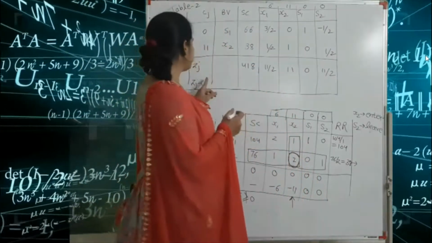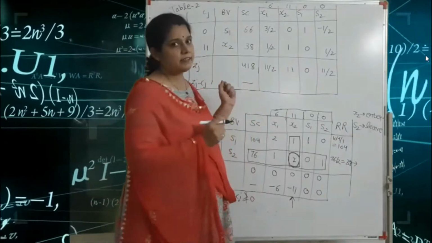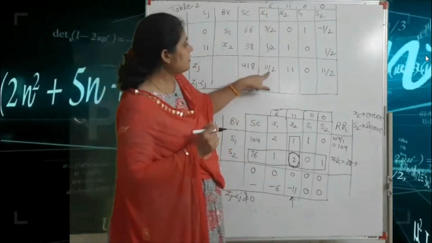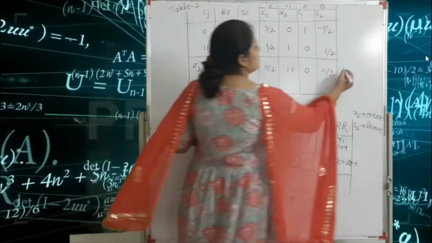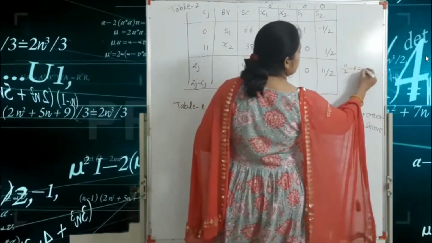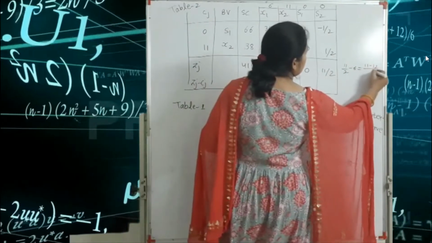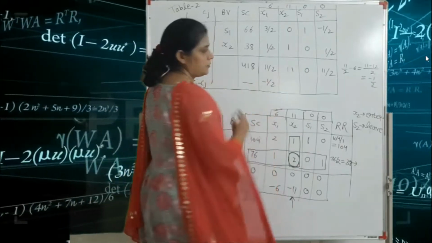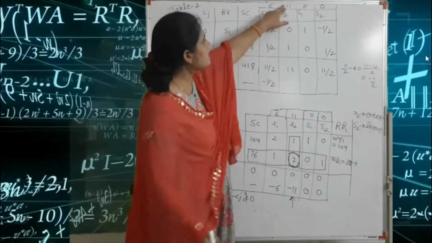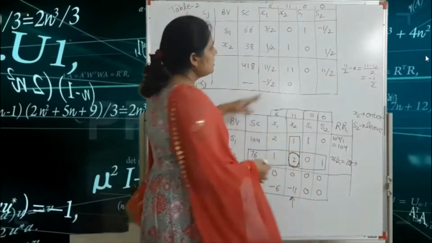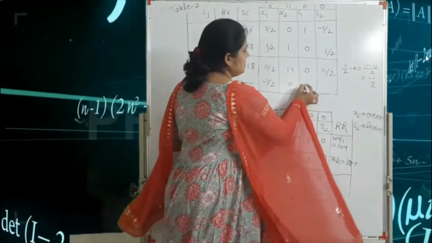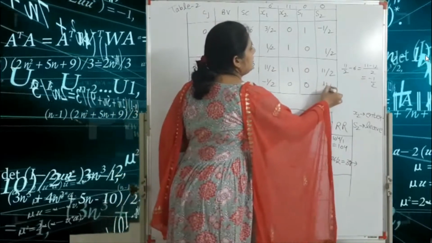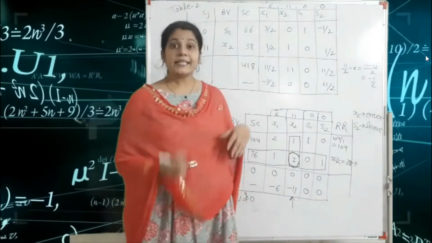Next we find the Zj minus Cj. So we write here the baseline. This is your Zj and this is your Cj. So 11 by 2 minus 6 is 11 minus 12 by 2, that means minus 1 by 2. So we write here minus 1 by 2. Then 11 minus 11 is 0, 0 minus 0 is 0, and 11 by 2 minus 0 is 11 by 2.